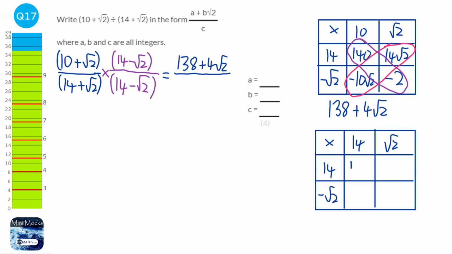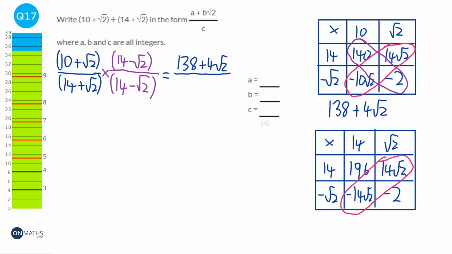So 14 times 14 is 196. 14 root 2 minus 14 root 2 and then minus 2. So you can see here now there's a 14 root 2 plus minus a 14 root 2. Let's just cancel each other out to 0. So we get rid of the surd. And then 196 take away 2, which is 194. So we've got 194 at the bottom.